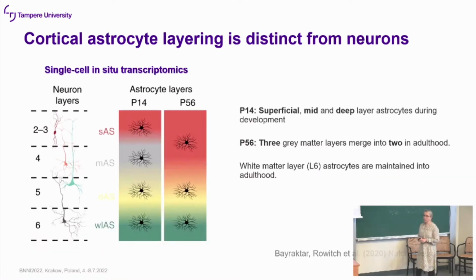We also know nowadays, since 2020, that cortical astrocyte layering is distinct from neurons. So here is the cortical neuronal layering, and you see the layering at P14 animal for astrocytes. They have these 3 layers, superficial, mid, and deep layer, that then merge into 2 in the P56 animal, basically the adult animal. And this is done based on single cell in situ transcriptomics. The white matter layer 6 astrocytes are maintained into adulthood.